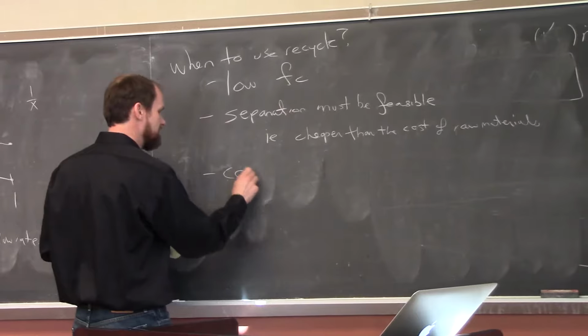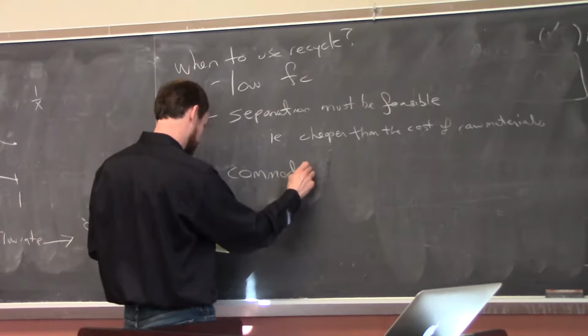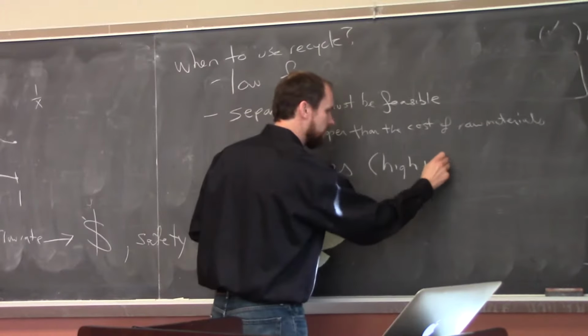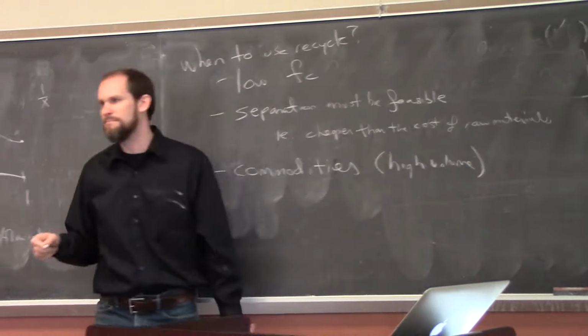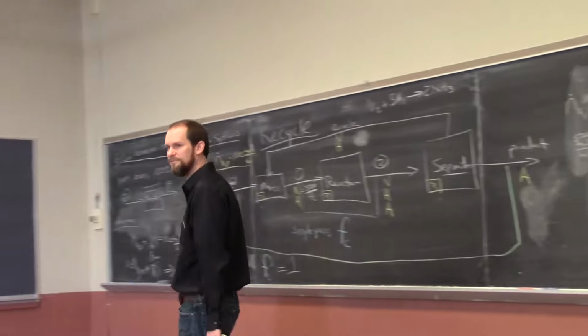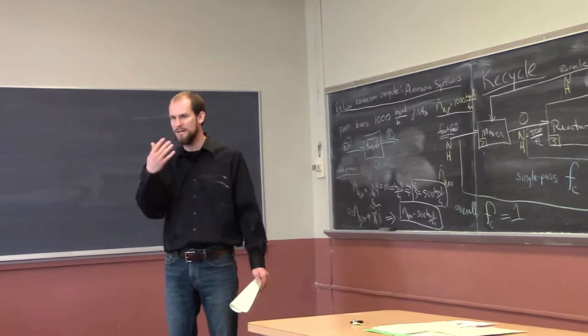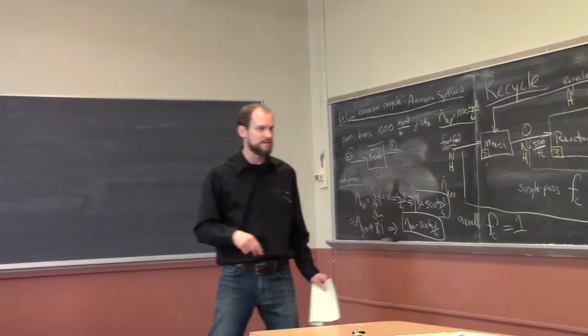Okay, so a lot of times this comes out in commodities. Commodities are high volume. If you're going to make plastic, you're going to use a lot of stuff. It's going to be worth your while to recycle. Even if the fractional conversion is 90%, you might want to get that 10% back and put it back into the process.